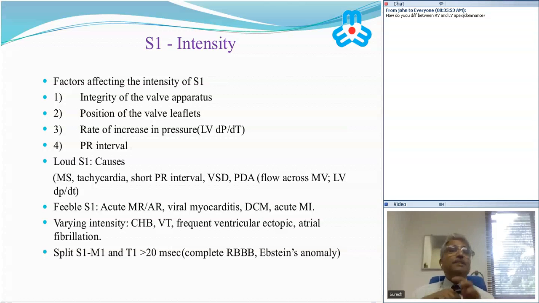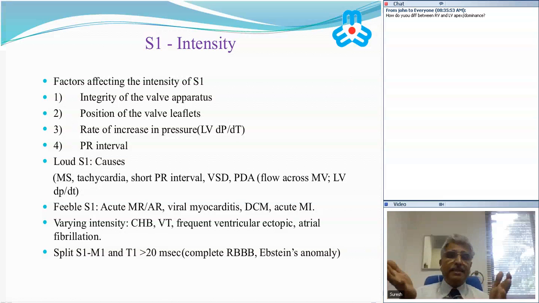So this is either loud or feeble, but it need not be either. It can alternate between loud, feeble and normal. This classically happens in complete heart block. This is because the relationship of the atrial contraction to the ventricular contraction in complete heart block is variable. You get an apparent PR interval which is short or an apparent PR interval which is long. Accordingly, that decides where the valve leaflets will be when the LV begins to contract.